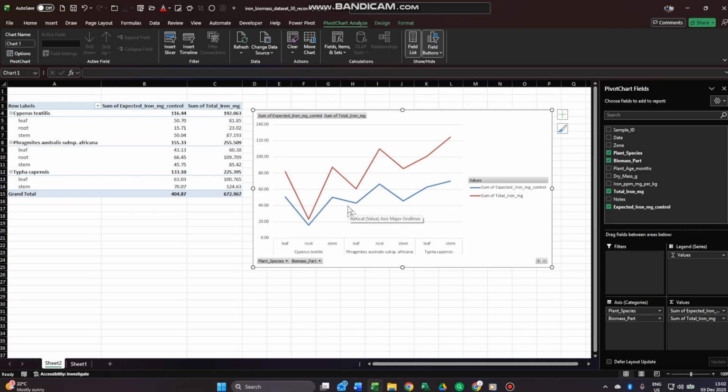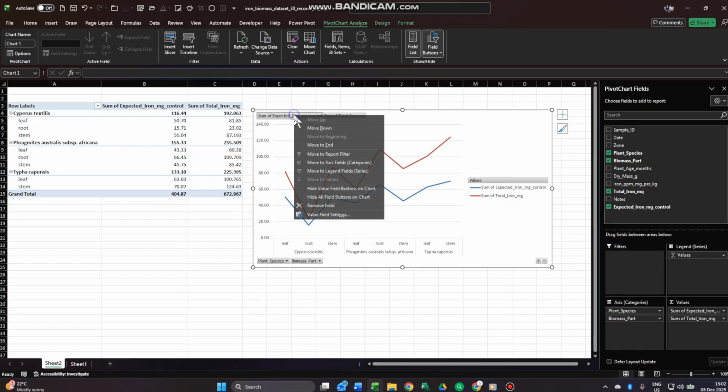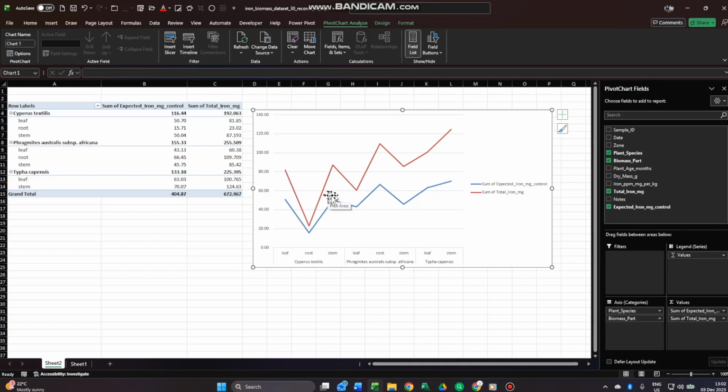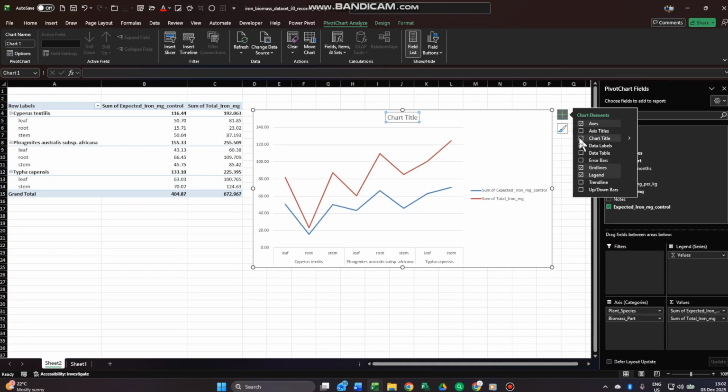Of course, in keeping with my rules of minimalism, I'm going to probably remove all value field buttons on the chart. I'm going to keep the chart title and going to indicate, we'll do that in the next section of the video. And we're going to add the data labels nicely there. There we go. So we can do a proper comparison of the two.